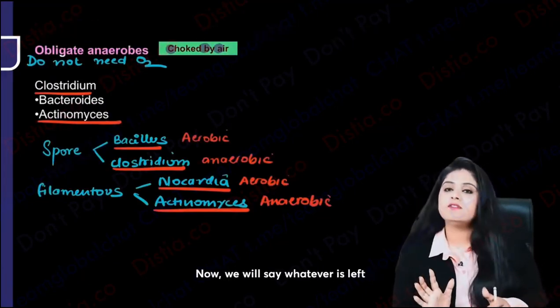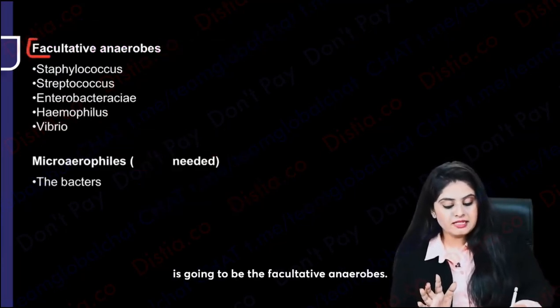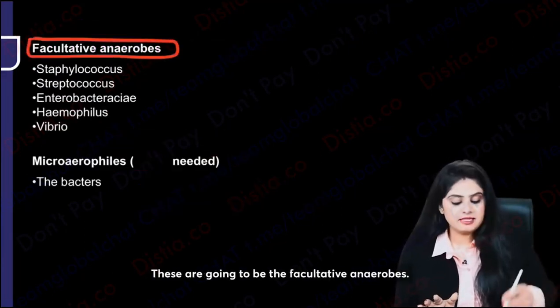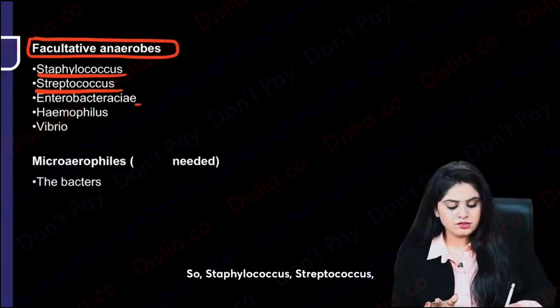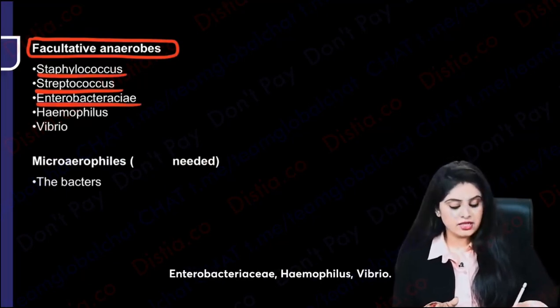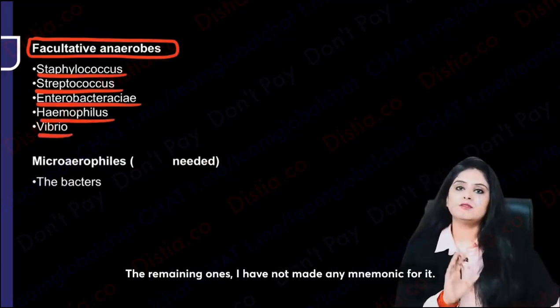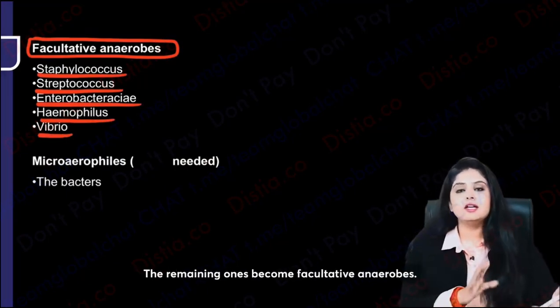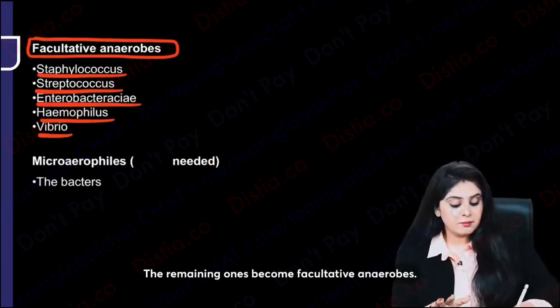Now we will say whatever is left is going to be the facultative anaerobes. So Staphylococcus, Streptococcus, Enterobacteriaceae, Haemophilus, Vibrio, the remaining ones. I have not made a mnemonic for it. The remaining ones become facultative anaerobes.